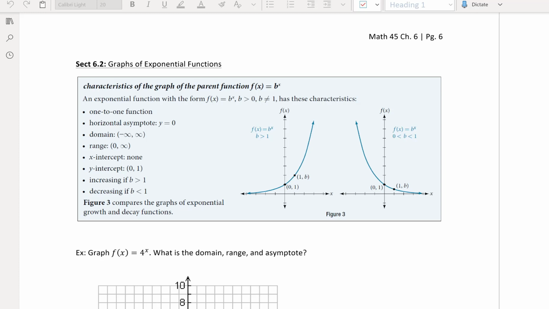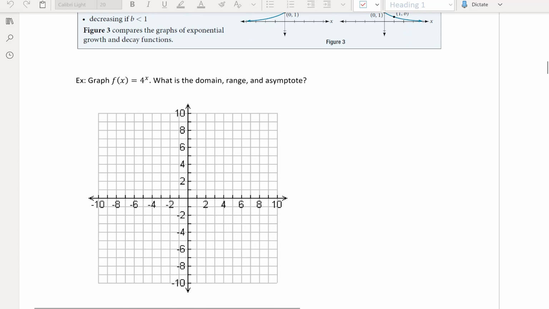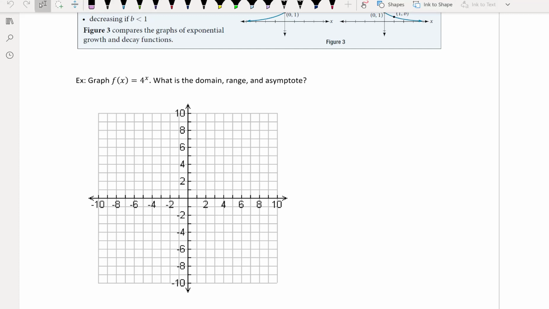So that's that. Now that we have a general feel for our graphs, let's dive in. It says graph f of x is equal to 4 to the x. What is the domain, range, and asymptote? The first thing I want to do is graph this function, and in order to graph this function, I can do this on my calculator.